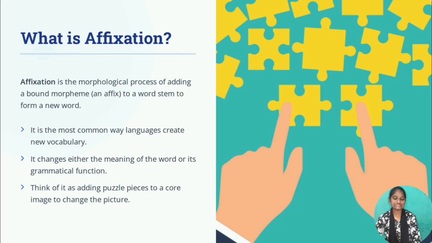Prefix. A prefix is added before a word. It changes the meaning from the beginning. For example, un plus happy, unhappy, which means not happy. Re plus write, rewrite, which means write again. Mis plus use, misuse, which means use wrongly. So prefixes help us change the meaning of a word easily.